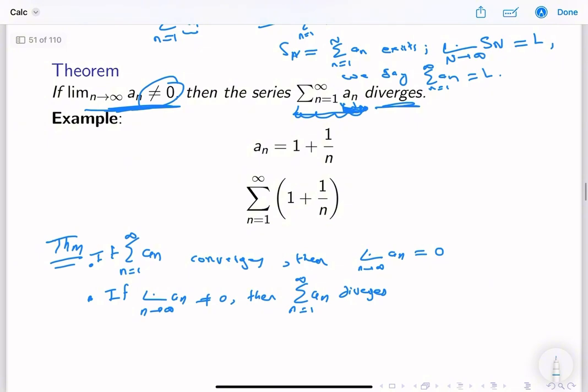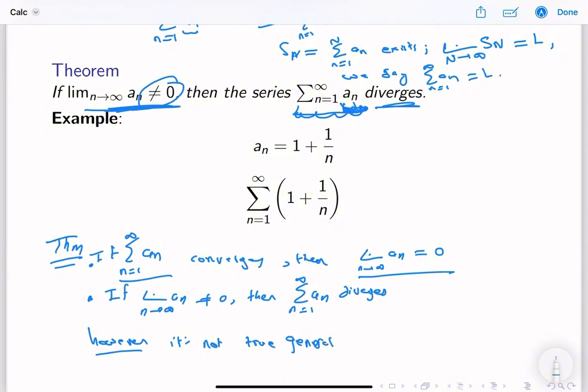I want you to be careful here. I'm not saying that if the limit of a_n is 0, then the sum is convergent. This is not what I'm saying. I'm saying if it is convergent, then it's necessary that the summand goes to zero, right? So if the summand doesn't go to zero, it must be that the series is divergent.